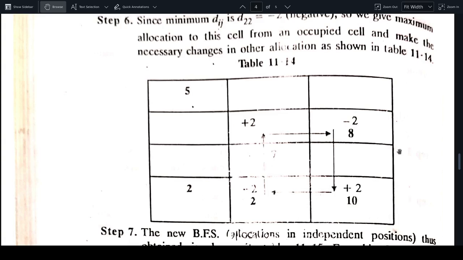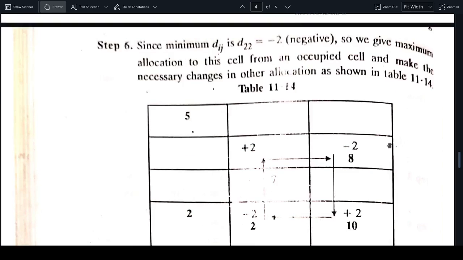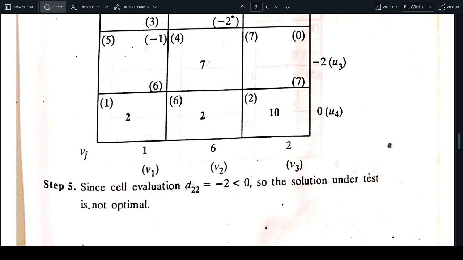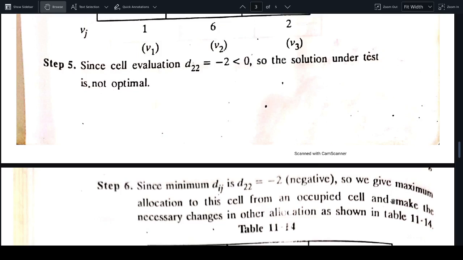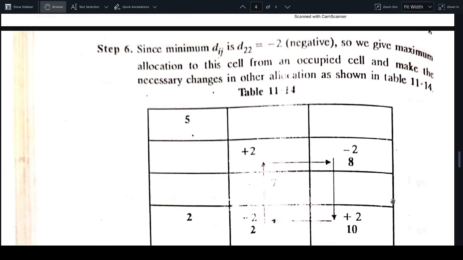Right? So what is the value? Minus 2 is not the allocation. Here you give plus 2 in negative Dij. You give the allocation plus 2 in negative Dij. Then just alternately remember this is plus 2 here allocation. Right?